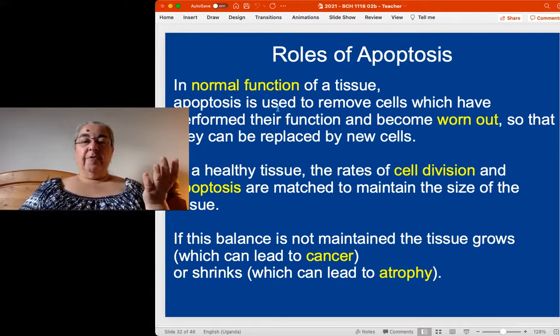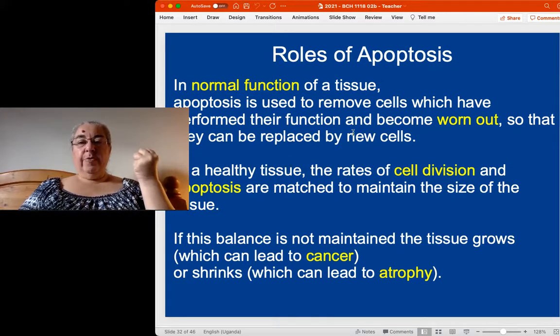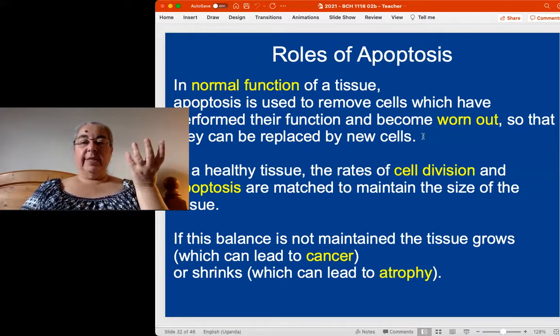So in normal function of a tissue, apoptosis is going on all the time to get rid of cells which have reached the end of their life, to quietly remove them from the tissue that they're part of, and to take their components and recycle them so that they can be replaced by new cells by the process of cell division.